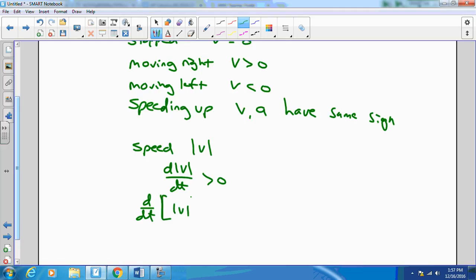If I take the derivative of the absolute value of the velocity, then what I get is velocity over absolute value of velocity times the derivative of the inside. But what is the derivative of velocity? Acceleration. And if I require that my derivative of speed be greater than 0, then what that's telling me is that v times a divided by speed is greater than 0. This term right here is always positive, so I don't need to consider it.